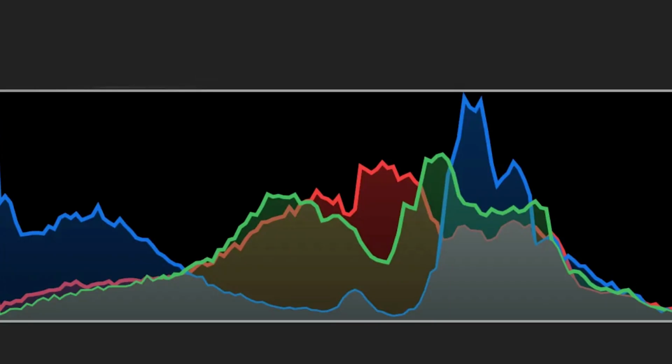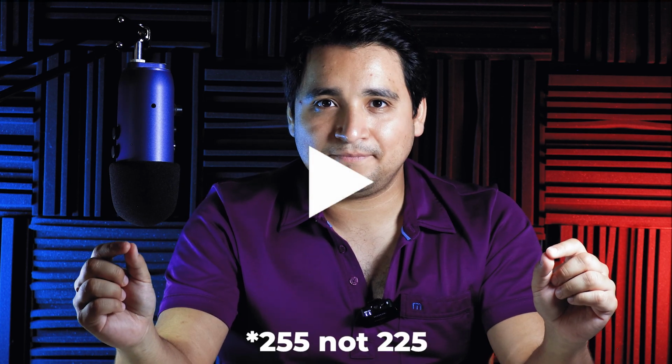They work the same way, with the left side of the graph being the lowest amount of saturation possible, and the right side of the graph being the highest amount of saturation possible. These are represented by the numbers 0 on the left and 225 on the right.